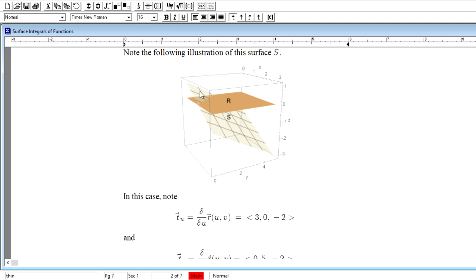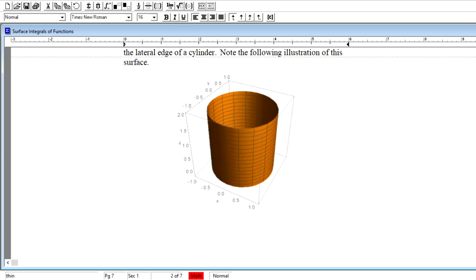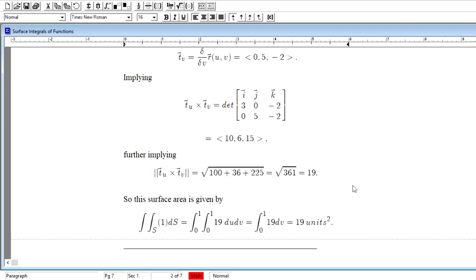Well, S is certainly, because of its tiltedness, its skewness in the space, going to have an area greater than 15 units squared, and we found that it's 19 units squared, which does fit this picture. Which would be a good approximation at the very least, but it is exact. It fits the illustration of what we would have for the area of surface S in this picture. All right? Notice that is just a surface area calculation.